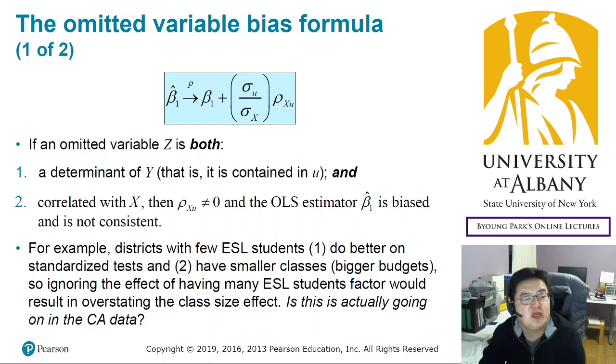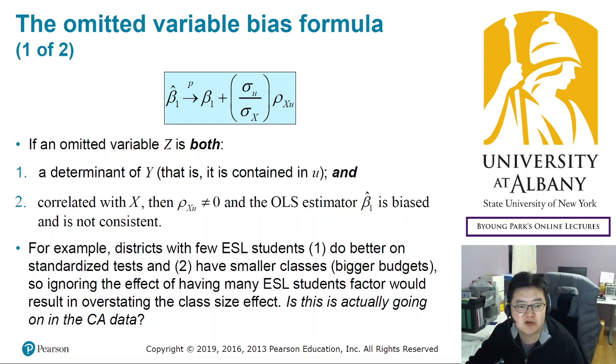Hello. We have been discussing the problem of omitted variable bias. And in our example of student to teacher ratio and test scores, one important omitted variable suggested was the number of ESL students. So ESL means English as a second language.